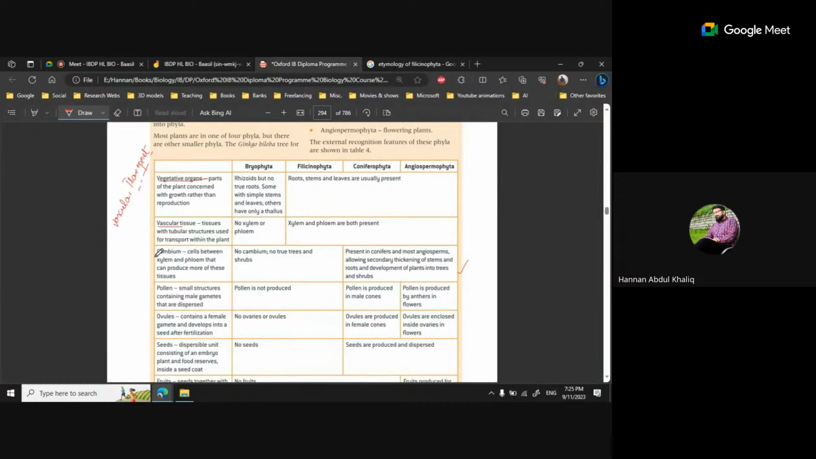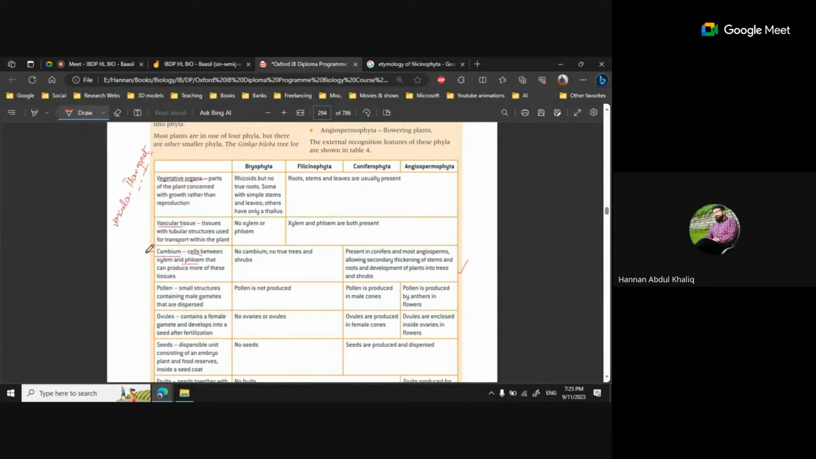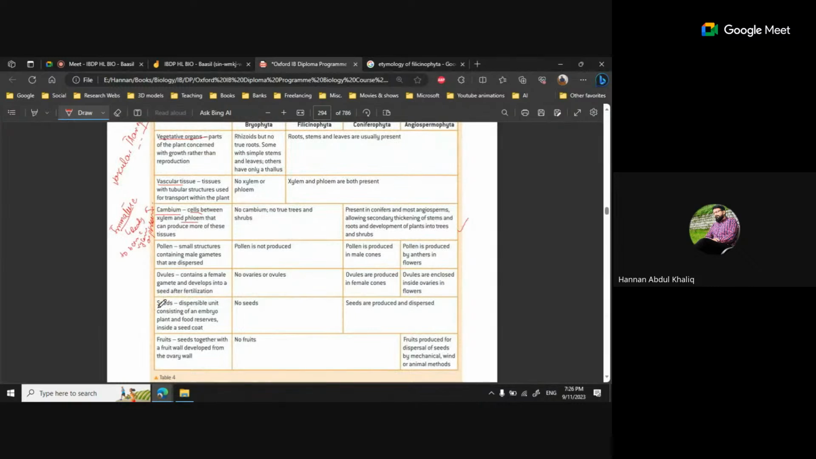Then comes the cambium. They are explaining it as cells between the xylem and phloem. Basically, these are immature cells, ready to become xylem or phloem. Cambium cells are, in other words, unspecialized cells. Then comes the pollen. I guess you know about it. Then ovules. You know about the seeds, and then the fruits.